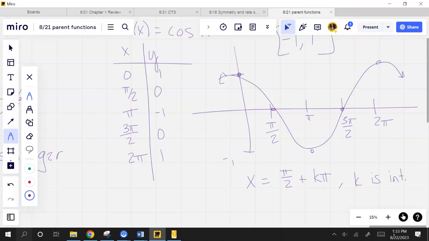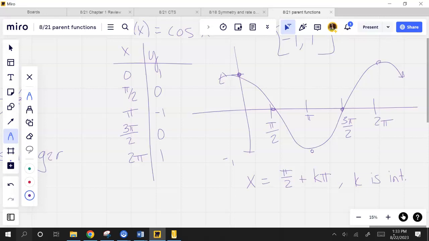So what that says is start at a half a pi and then add a certain number of whole pi's to it or subtract, okay? And you'll always be at an x-intercept if you do that. That's your x-intercepts. Now we're adding a half pi to it. That's exactly right.